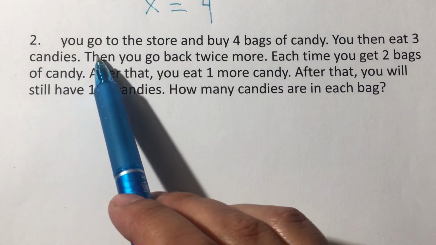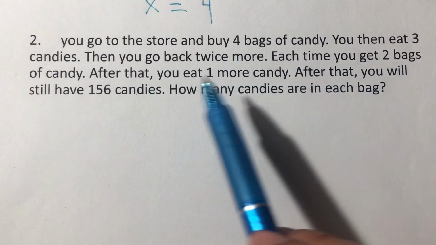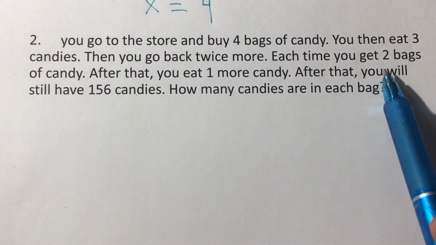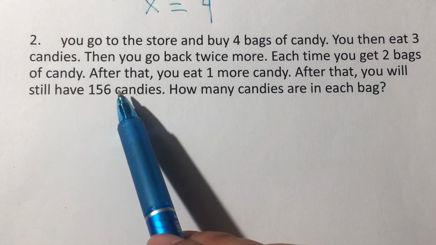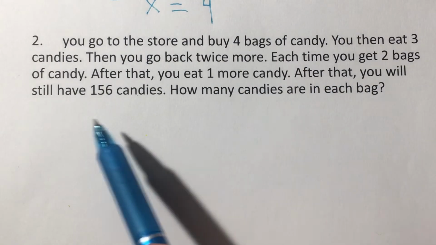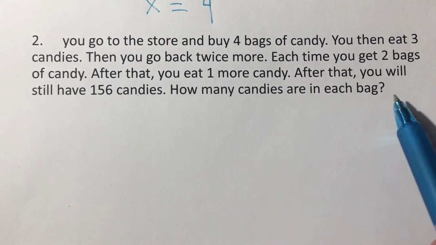Number 2 says, you go to the store and buy 4 bags of candy. You then eat 3 candies. Then you go back twice more. Each time you get 2 bags of candy, after that you eat 1 more candy. After that you will still have 156 candies. How many candies are in each bag?